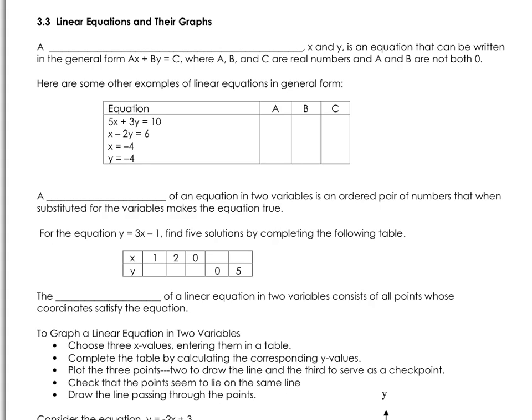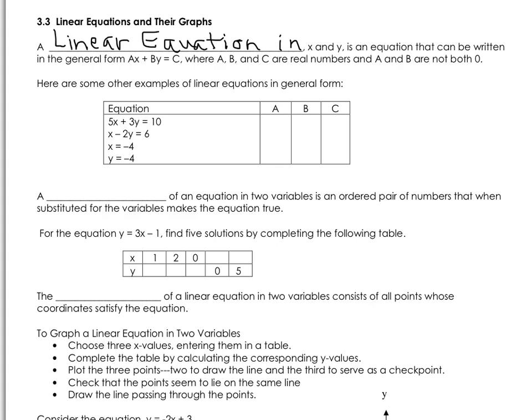A linear equation in x and y is an equation that can be written in the general form ax plus by equals c, where a, b, and c are real numbers and a and b are not both 0. One or the other can be 0, but not both.